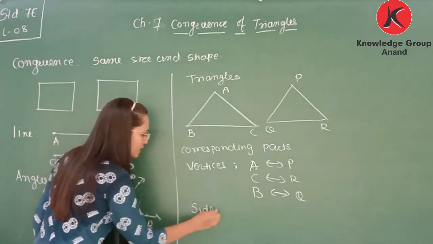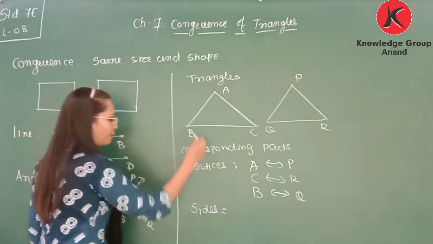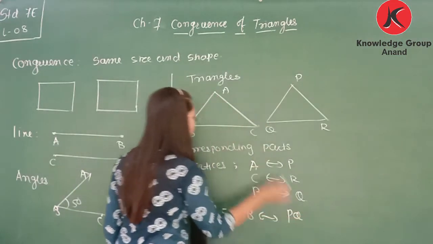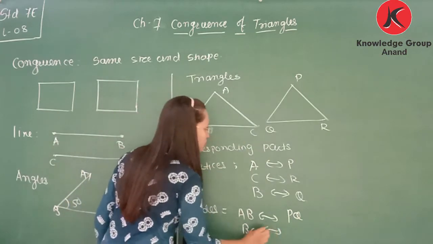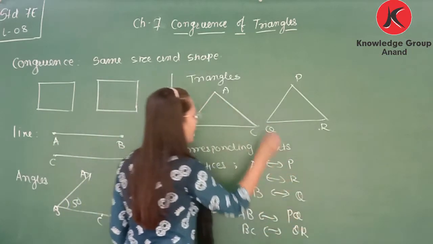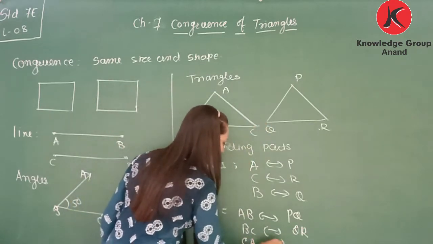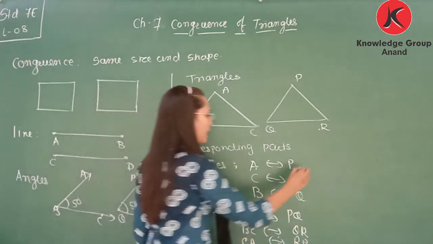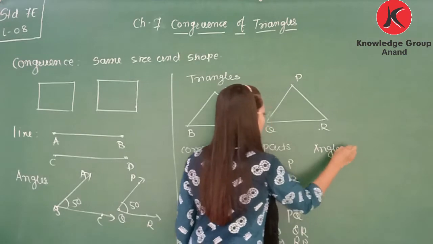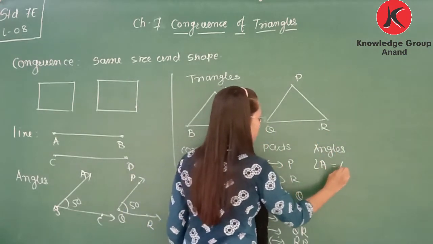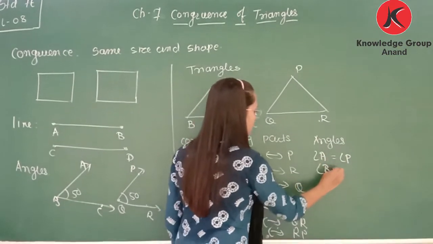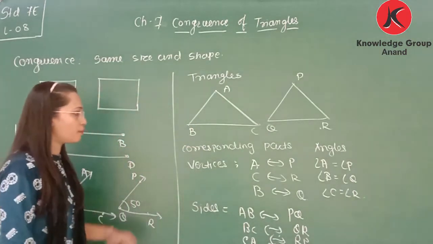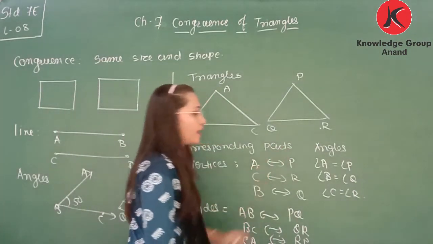Now corresponding sides. We can write AB corresponds to PQ, BC corresponds to QR, and CA corresponds to RP. So these are the corresponding sides. Now corresponding angles. We can write angle A is equal to angle P, angle B is equal to angle Q, and angle C is equal to angle R. So these are the corresponding parts of a triangle: vertices, sides, and angles.